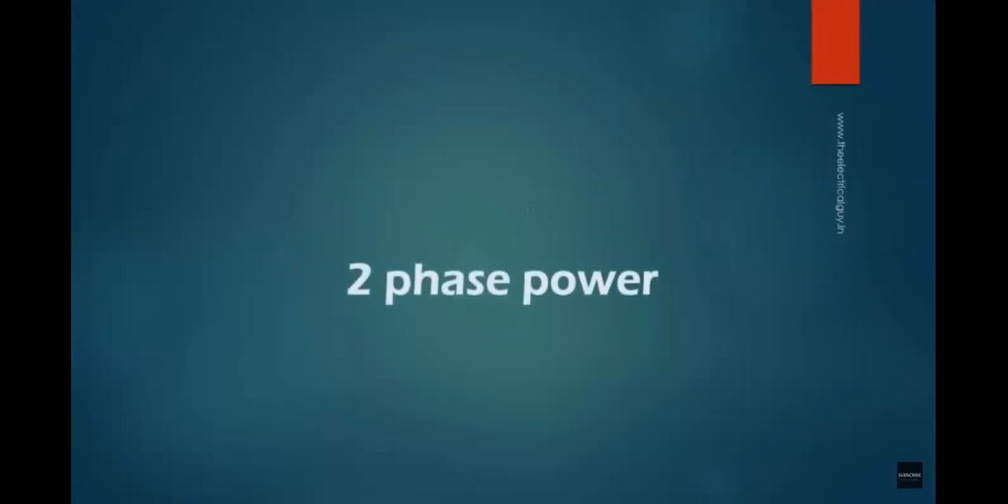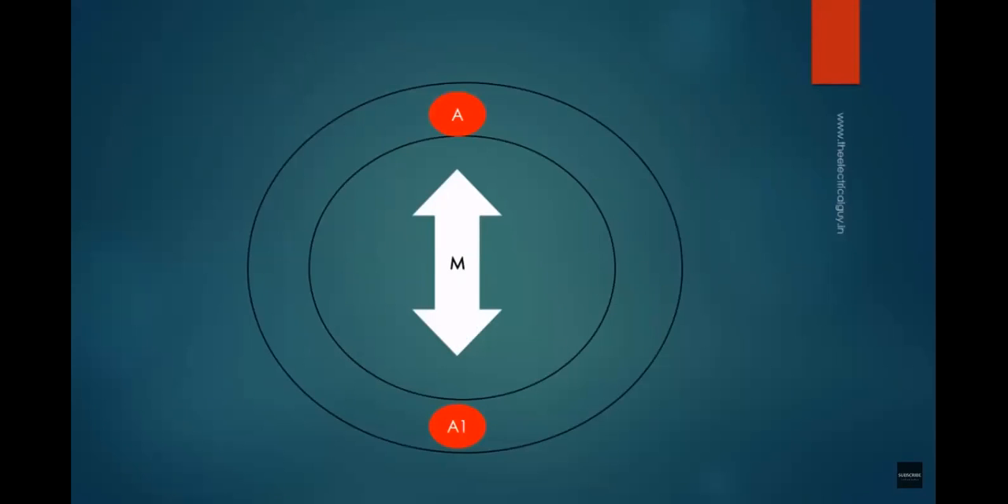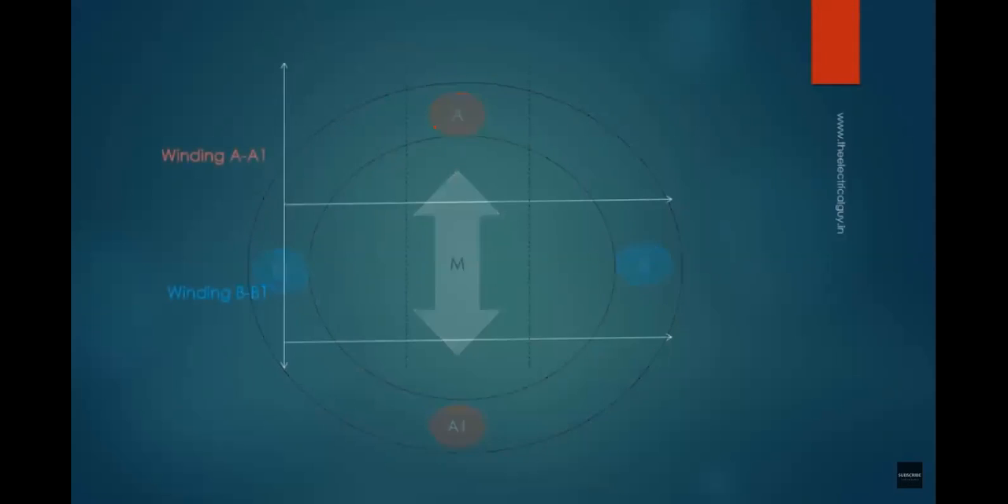Now let's say, using the previous single phase generator, I added one more winding with terminals B and B1. Please note, the winding B1 is displaced 90 degrees from winding A1. The interesting part of this arrangement is that when the magnet is in the position shown, voltage across winding A1 is maximum, or we can say it is at its peak. And voltage across winding B1 is almost zero. This is because the flux only cuts across the terminals in slots A and A1 at this instant.